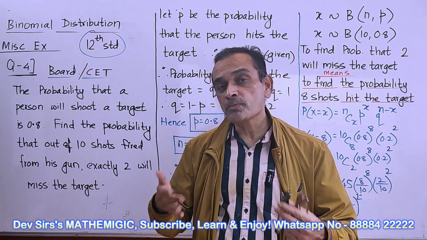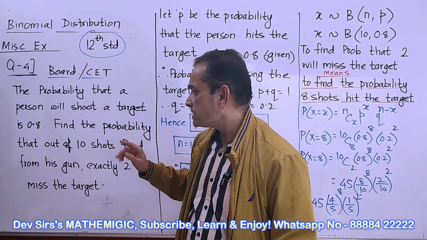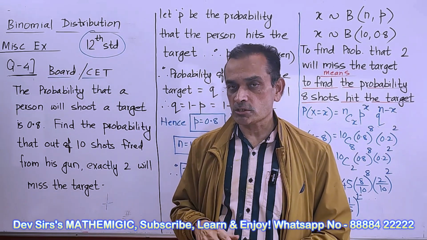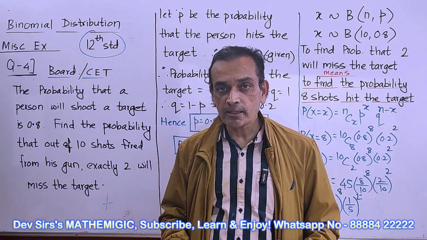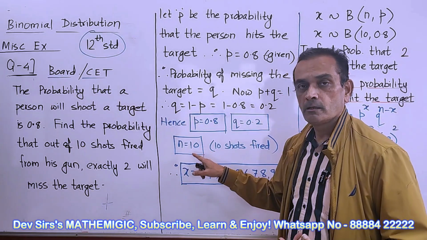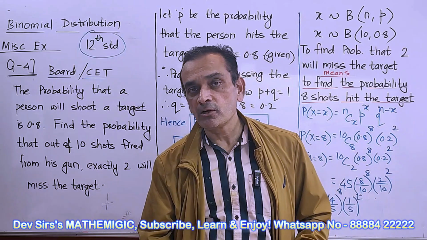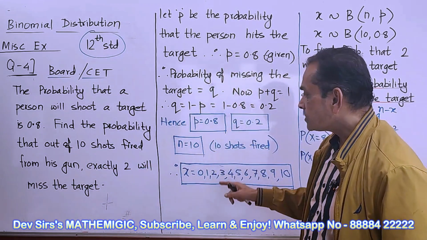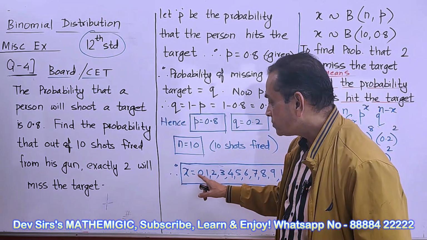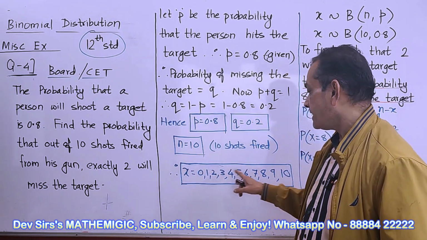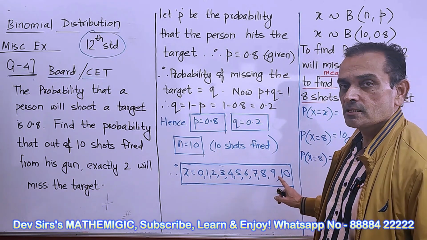How many times has the experiment been done? What is the experiment here, friends? The person fires 10 shots. So 10 times he is shooting at the target. That means n equal to 10. When a dice is thrown 6 times, n equal to 6. Now as soon as you write n equal to 10, this line is very important: X equal to 0 to 10. If n is 6, then X will be 0 to 6.